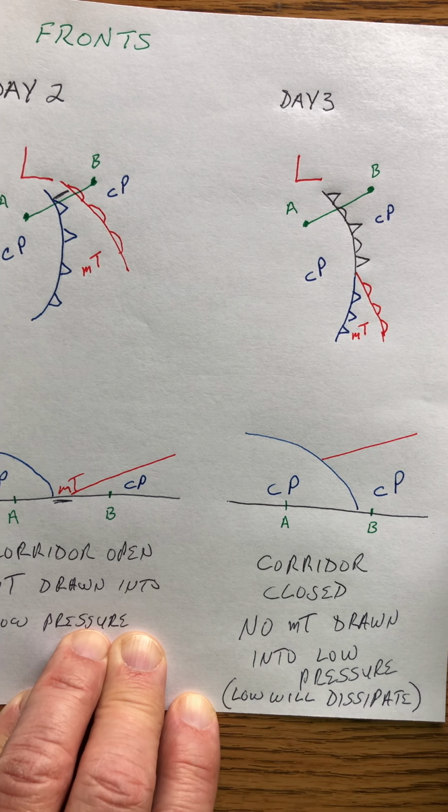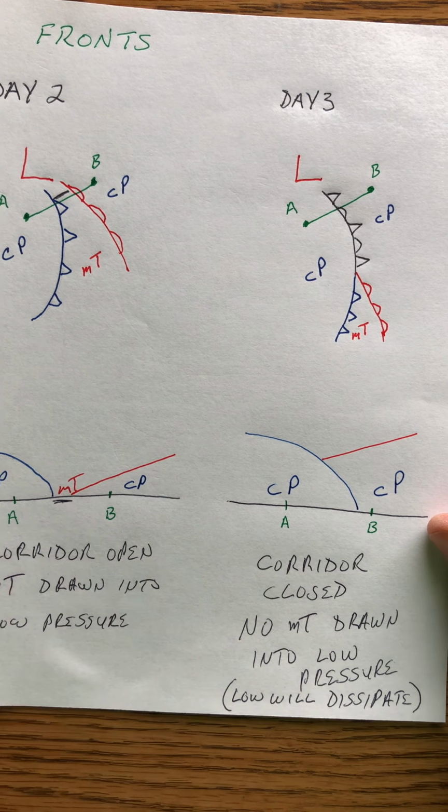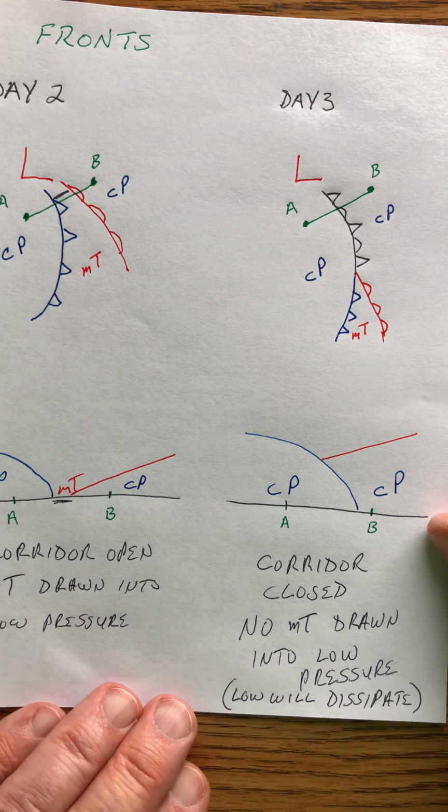Okay, so that concludes Chapter 10 on air masses and fronts, and next we'll take a look at thunderstorms.